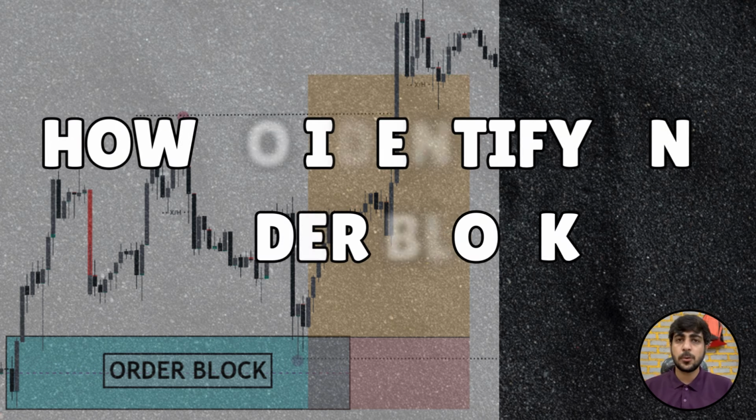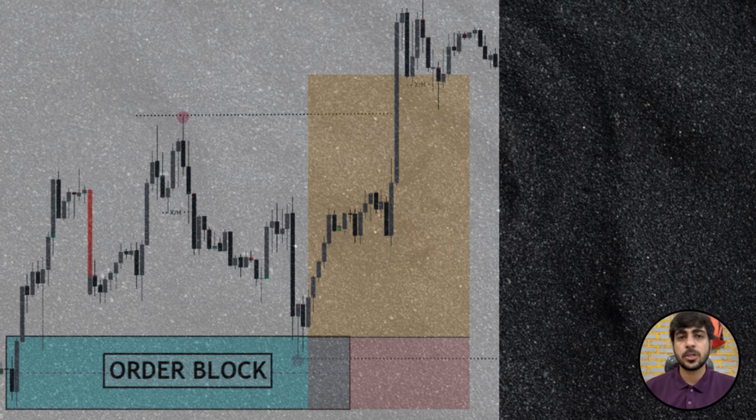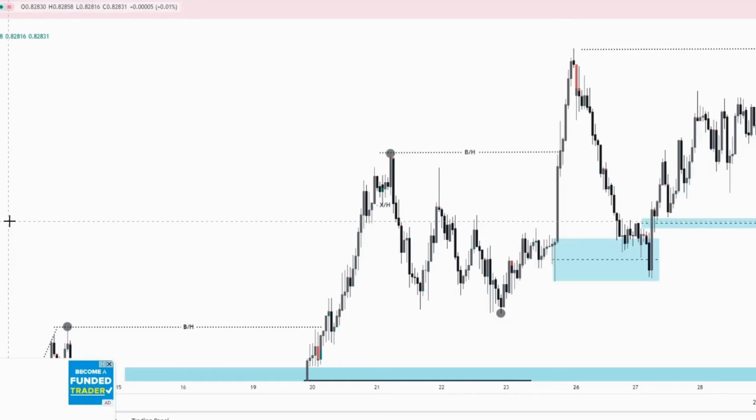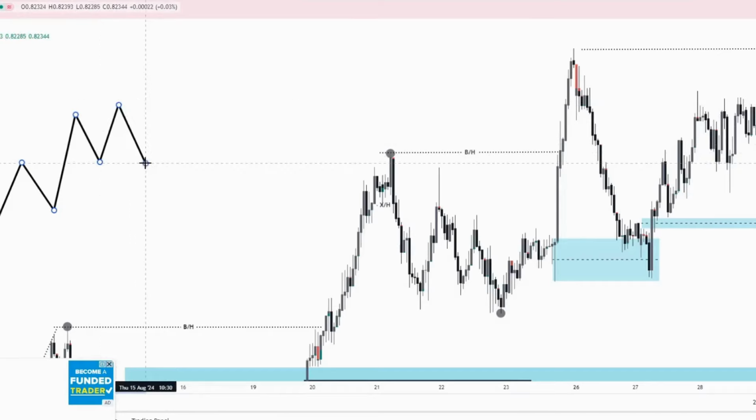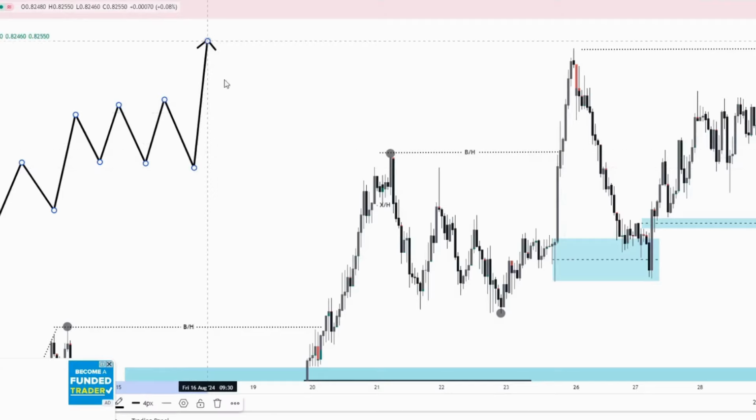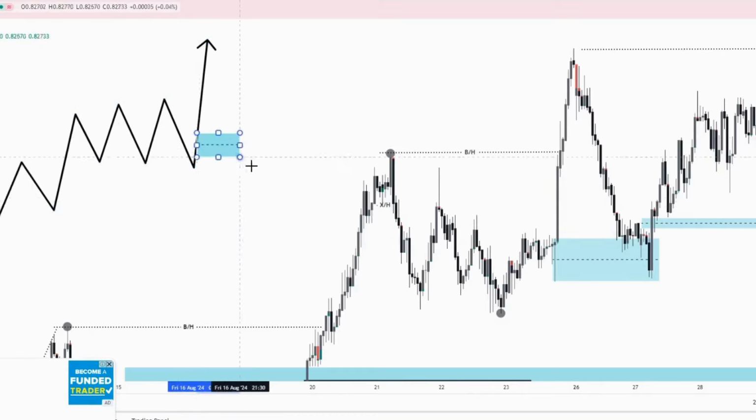Now let's break down how you can identify these order blocks on your own chart. In order to find the right order block, all you need to do is find the trend of the market, first of all. Then you need to find the area of consolidation. After that, when the market breaks this area of consolidation to the upside, the last candle which breaks this structure to the upside will be seen as our order block.